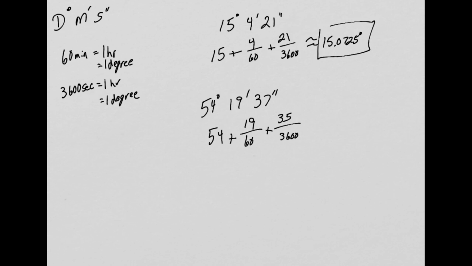Well, write the problem down right. This is 37, 37 divided by 3,600. And this gives me approximately 54.3270. And I rounded that. 3 to 4 decimal places are perfectly fine. So that is degrees, minutes, and seconds. And you'll see that pop up in real world problems.